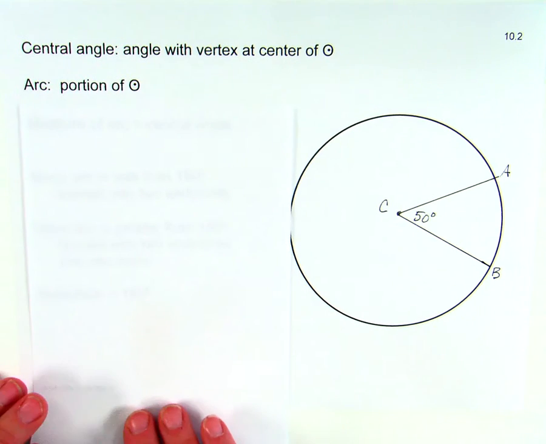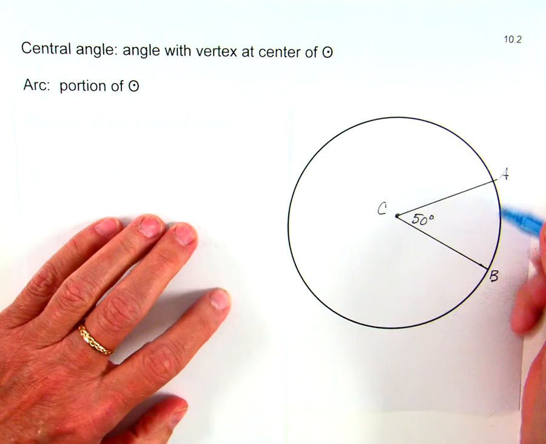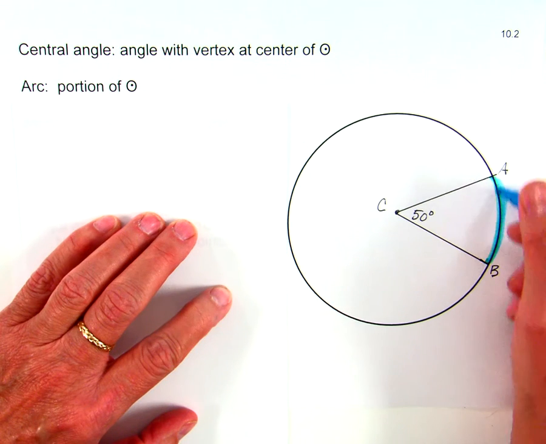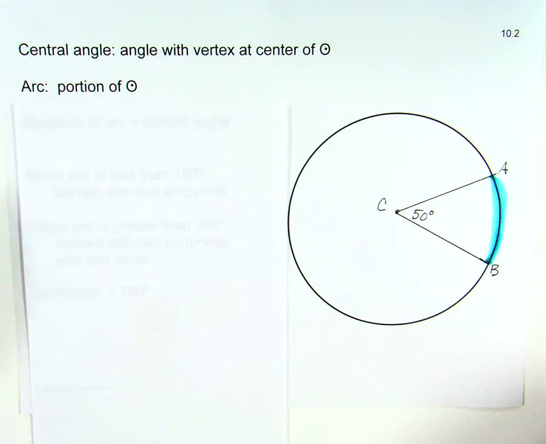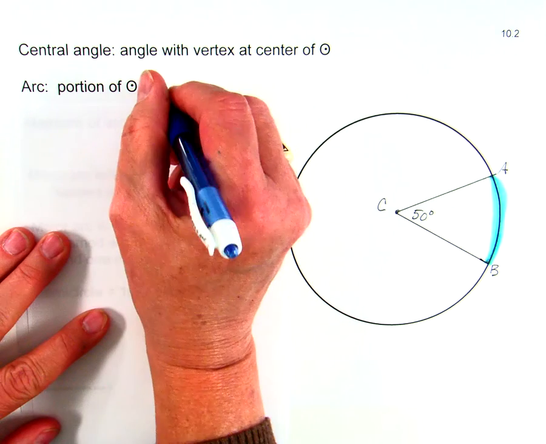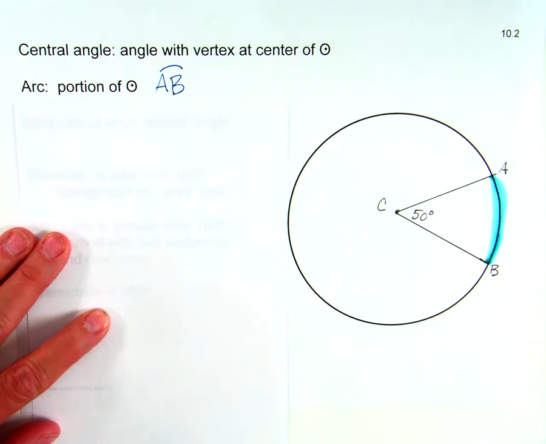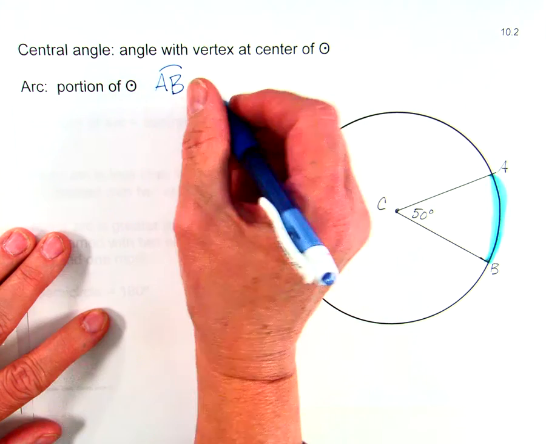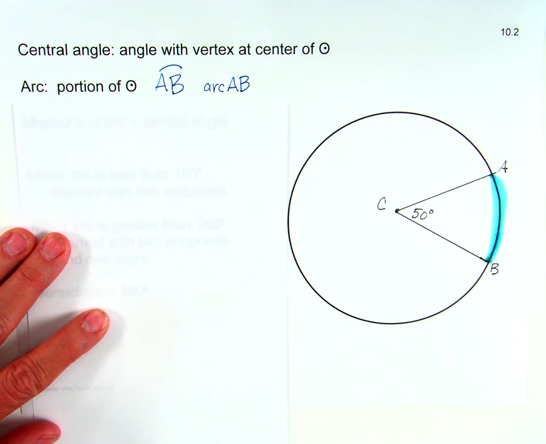An arc, the definition of an arc, is that it's a portion of a circle. So for this particular one, we're going to talk about the arc between point A and point B on the circle. So this blue here is the arc AB. The way we write that is we'll write A, B, the end points of the arc, with a curved line over the top. You'll recall that with a line segment we did a straight line. You can also just write arc AB if you prefer to do that.